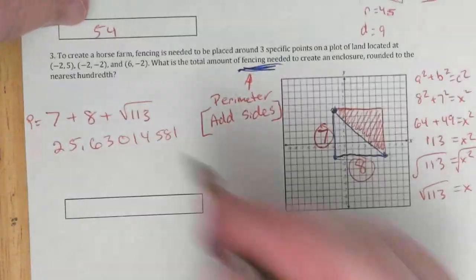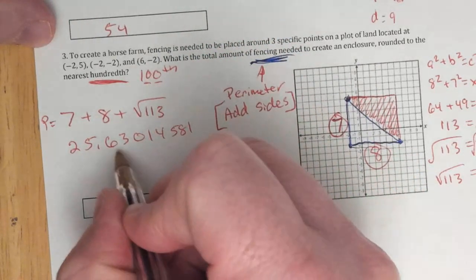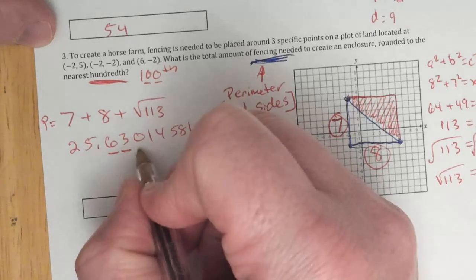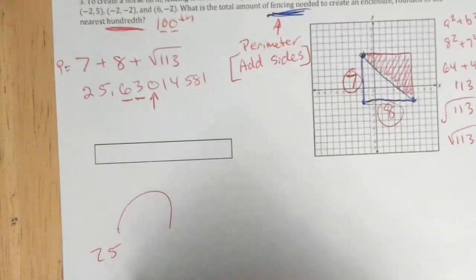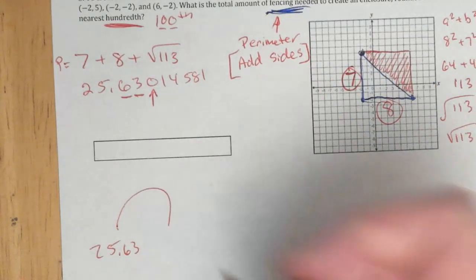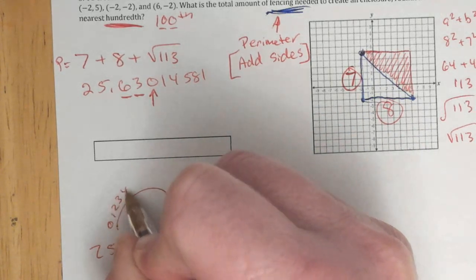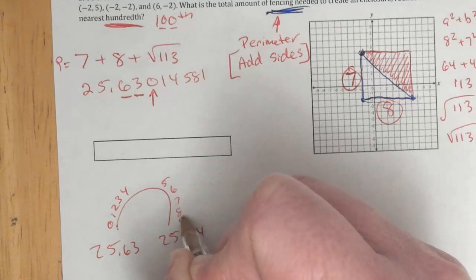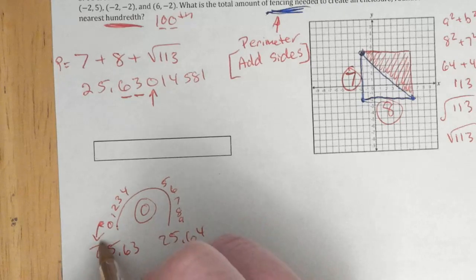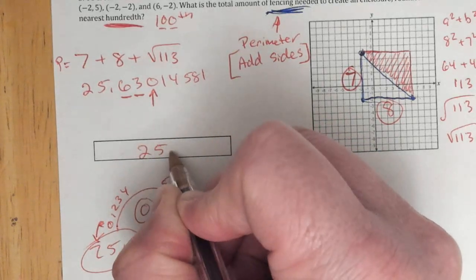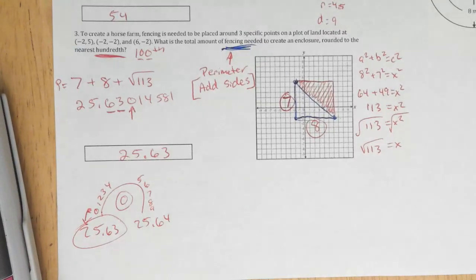Okay, and they said to round to nearest hundredth. 1, 2. So we're going 2 decimal places. And that 0 didn't make it over the hill, meaning either it's 25.63 or I'm going to the next number, 25.64. 0, 1, 2, 3, 4 versus 5, 6, 7, 8, 9. If I drop the ball at 0, it'd roll right back home. So that's our answer, 25.63. And that is the answer to number 3.